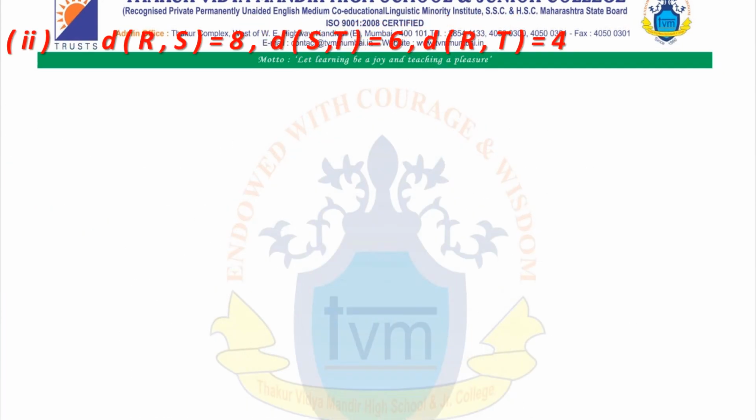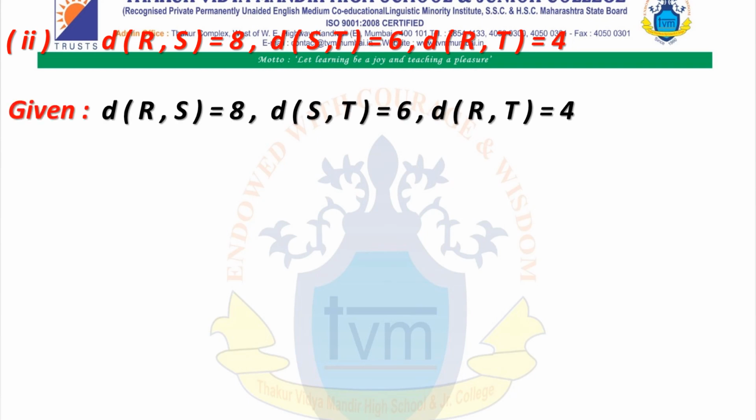Here we have the next question. Distance RS equals 8, distance ST equals 6, distance RT equals 4. Now here again we have three distances, 8, 6 and 4. Among these three distances, 6 and 4 are the smaller distances, right? So what we will do here, we'll add those two smaller distances.